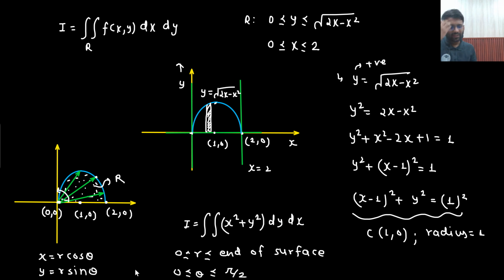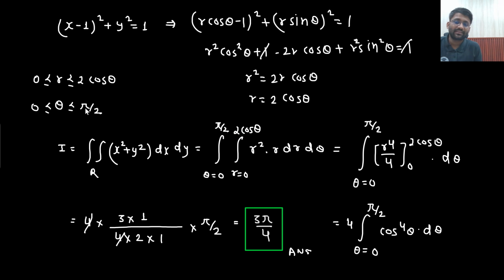But in the examination, do you really think that I should be preferring this method? That r is going from 0 till the end of the surface. Luckily, r has come as a function of theta. What if I was not able to find r as a function of theta?